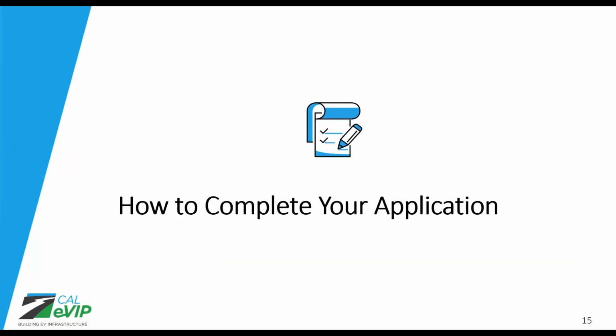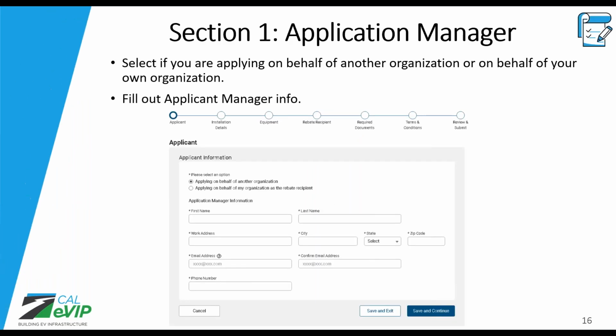All right, let's get into how to actually complete your application. The application is split into 7 sections, which we will go over today, along with tips for success for each section. Section 1 is on the application manager, where you will fill out information on the person who will be managing your application. Here you will also select if you are applying on behalf of another organization or on behalf of your own. Next slide.